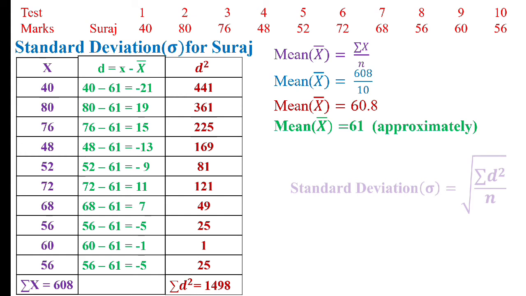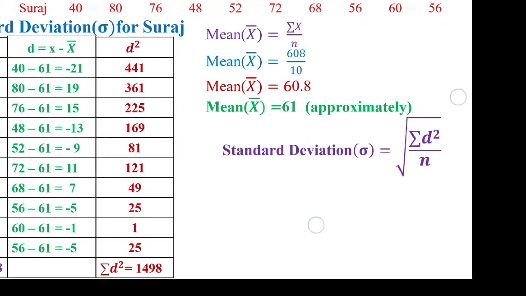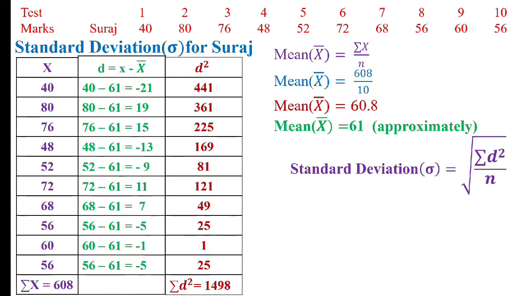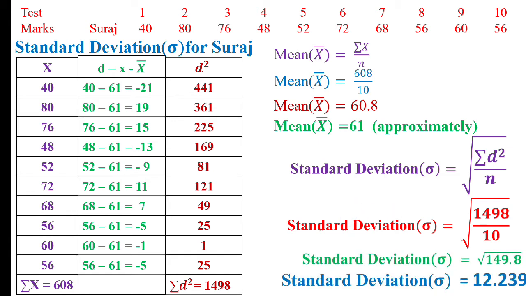Standard deviation equals the square root of summation d square divided by n. So 1498 divided by 10 gives the value 149.8. The square root of that is 12.239. This is the standard deviation of Suraj.